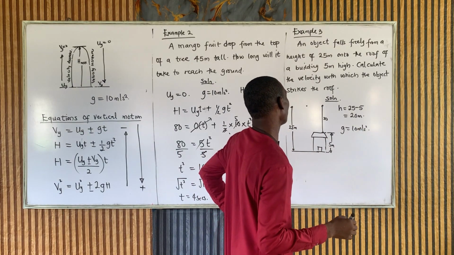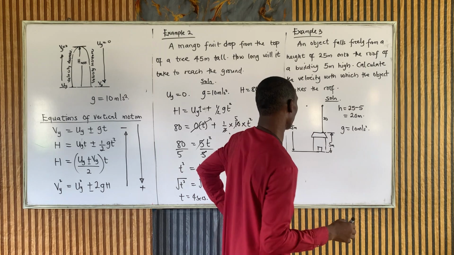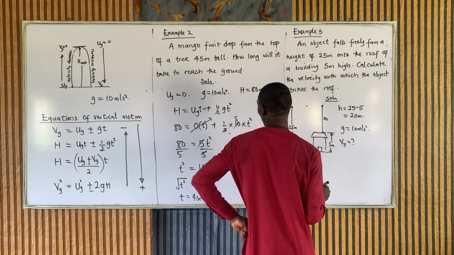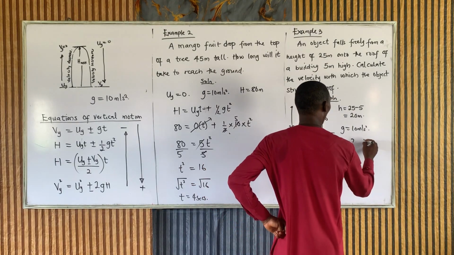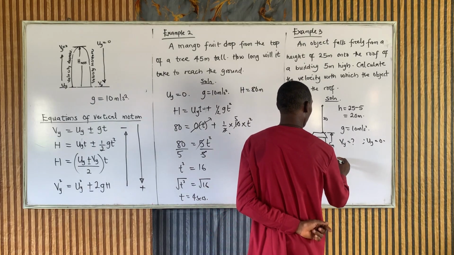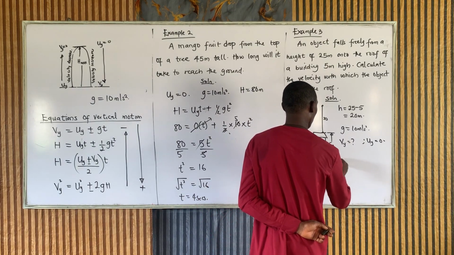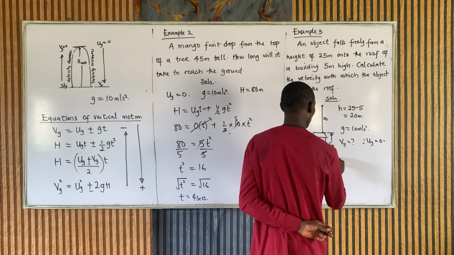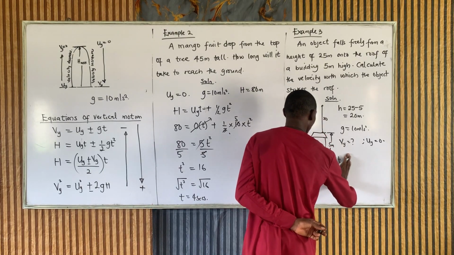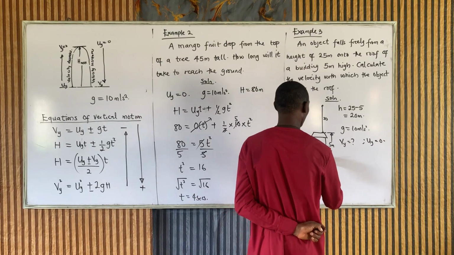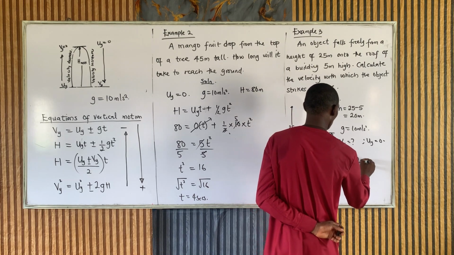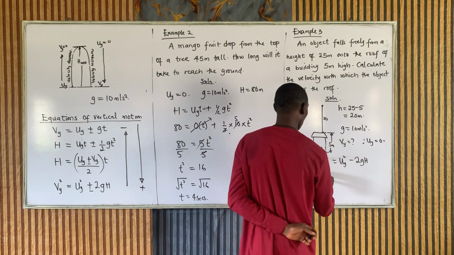Now we're asked to calculate the velocity with which it strikes the roof. Well, we're looking for V, Vy. Again, understand that our Uy is 0. So we can now say H is equal to Uyt plus half. So we can't use this because it contains no V. So we're going to use Vy squared is equal to Uy squared minus 2gh. The V is what we're looking for.